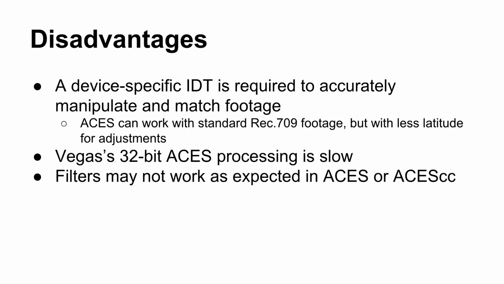ACES works best when you have a device-specific input device transform for each of your cameras. If you don't have one, you can use a generic Rec. 709 input transform, but it's not as accurate and you won't have the same latitude for adjustments. Vegas's 32-bit ACES processing is slow, but not too slow to be usable. And finally, filters may not work as expected in ACES or ACEScc.